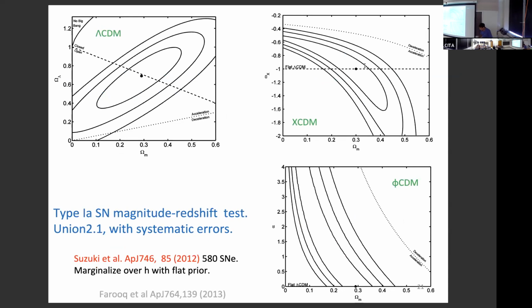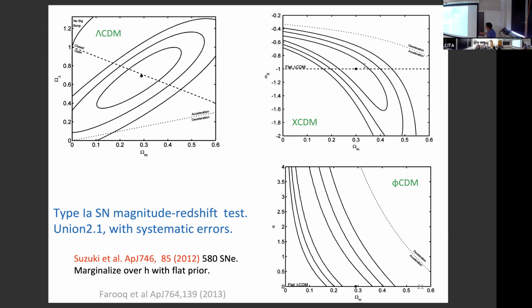So I'll go through a bunch of plots like this. I'll show you lambda CDM over here, XCDM over here, phi CDM over here. The x-axes are always going to be omega matter at the present time. And the y-axes are omega lambda, or w sub x, the equation of state parameter for XCDM, and alpha over here, the power law in the potential energy density for phi CDM.